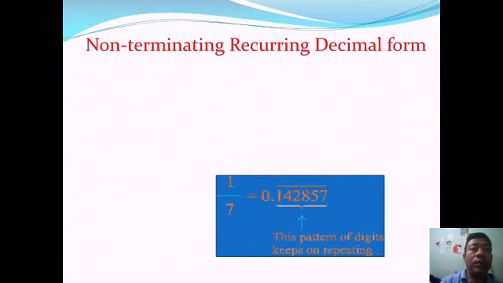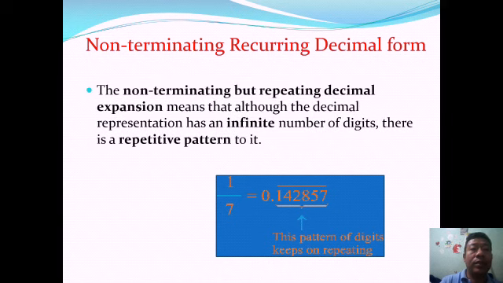Now, non-terminating recurring decimals. The non-terminating but repeating decimals, or recurring decimals, means that although the decimal expression or representation has an infinite number of digits, there is a repetitive pattern to it. For example, when 1 is divided by 7, we have 0.142857, again 142857, and so on. This pattern of digits keeps on repeating. That is why we call it non-terminating recurring decimals.